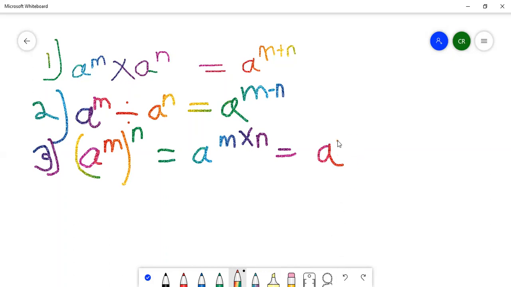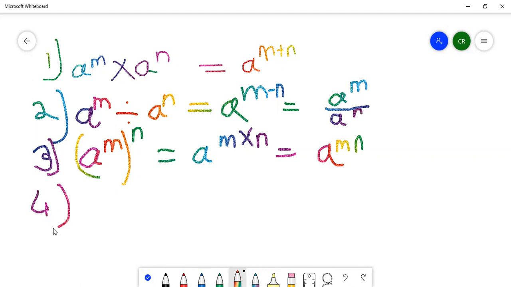Now in the second one, does anyone remember what was another way to represent this division method? Yeah, you're correct. It was a to the power m upon a to the power n.